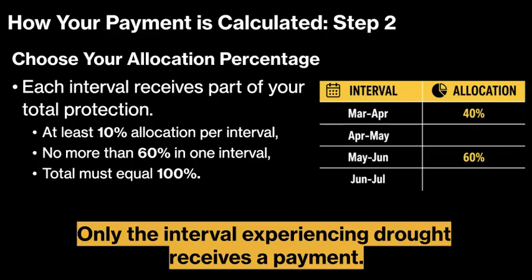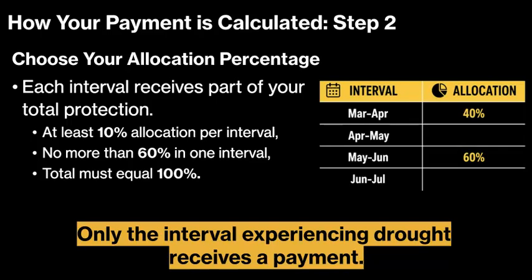Once total protection has been calculated, the next step is deciding how that protection will be distributed throughout the year. This is done using allocation percentages. Each insured interval receives a portion of the total protection, and together those allocations must equal 100%. There are several rules producers must follow. Each insured interval must receive at least 10% of the total allocation. No individual interval may receive more than 60%. And altogether, again, the allocations across every insured interval must total 100%.